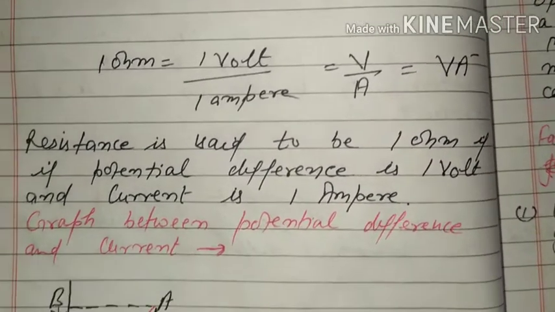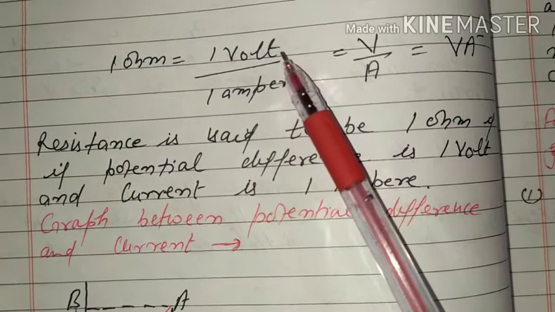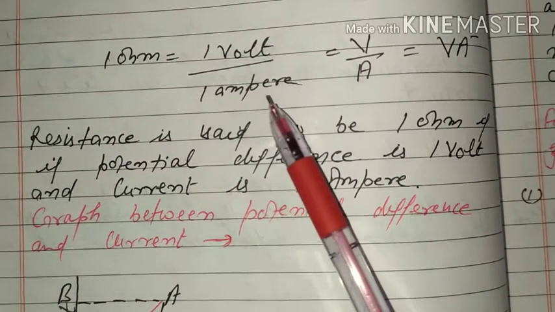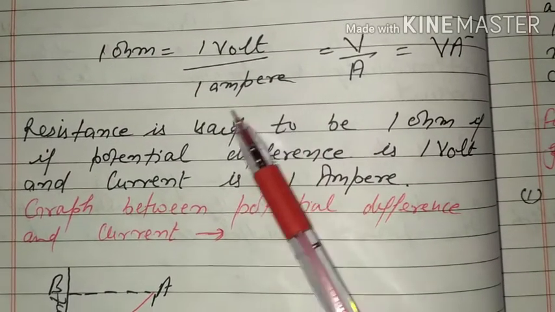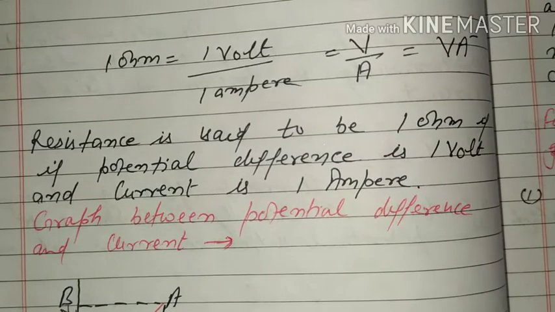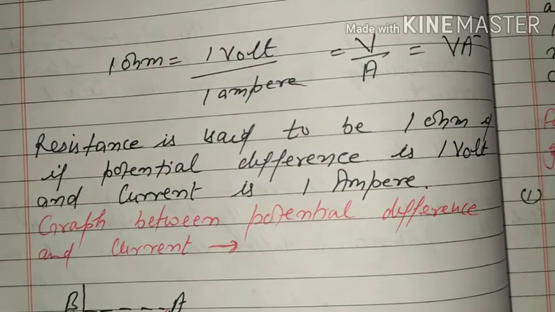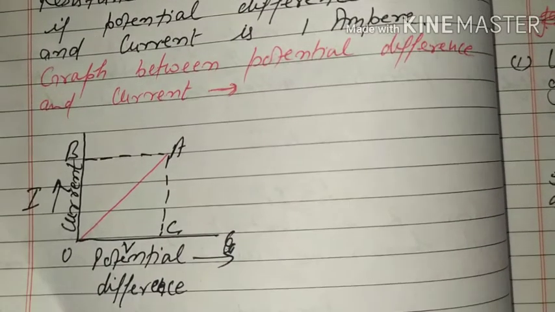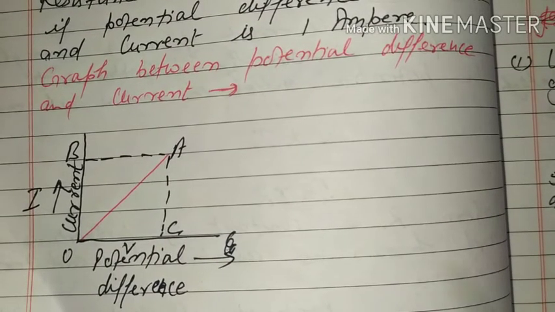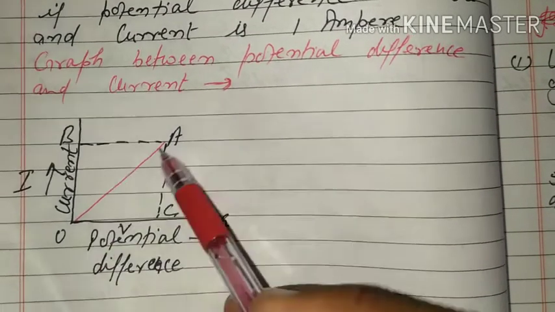Resistance is said to be 1 ohm if the potential difference across any conductor is 1 volt and the current flowing through it is 1 ampere. Now, the graph between potential difference and current. Here, as V increases, I also increases. So the graph is a straight line.